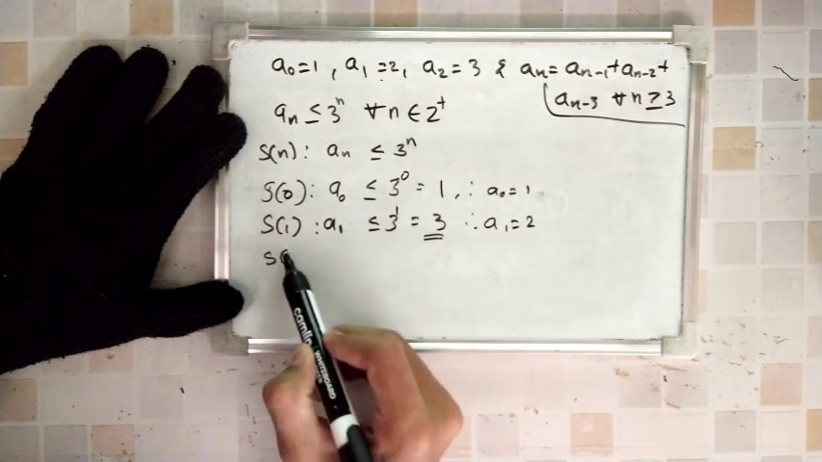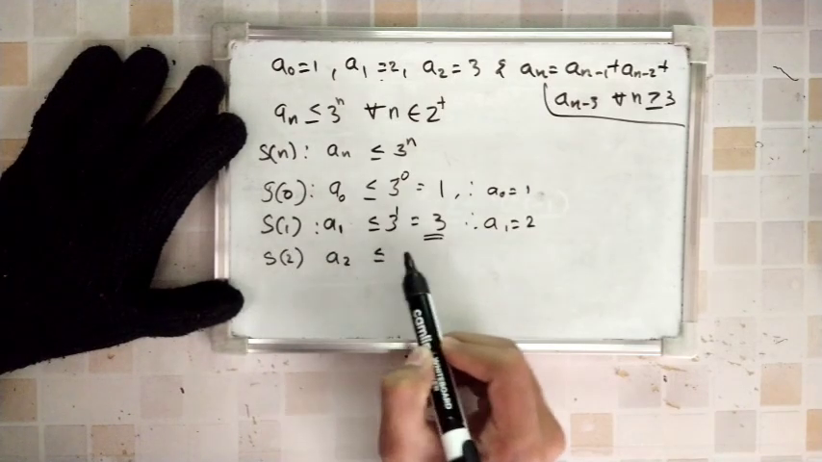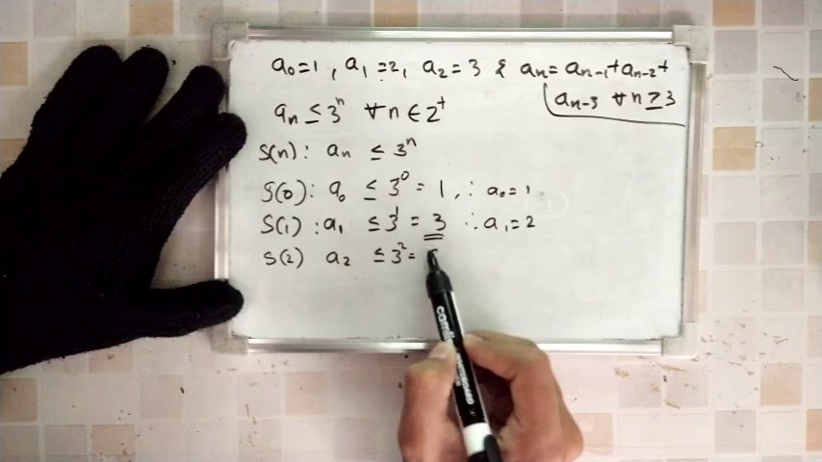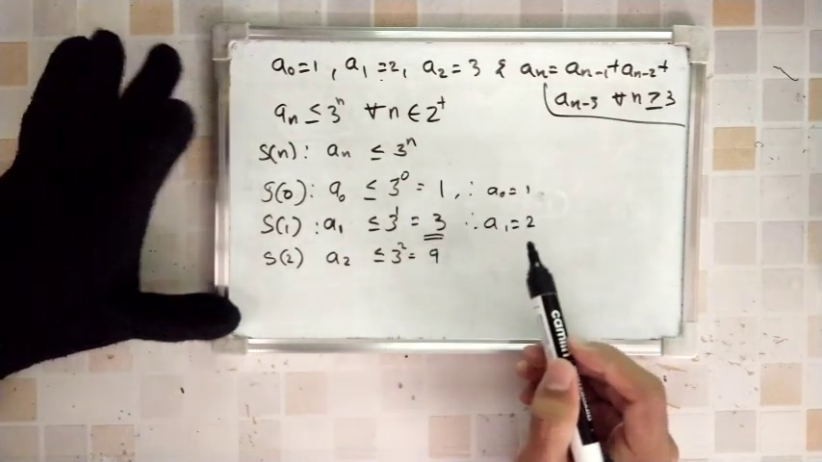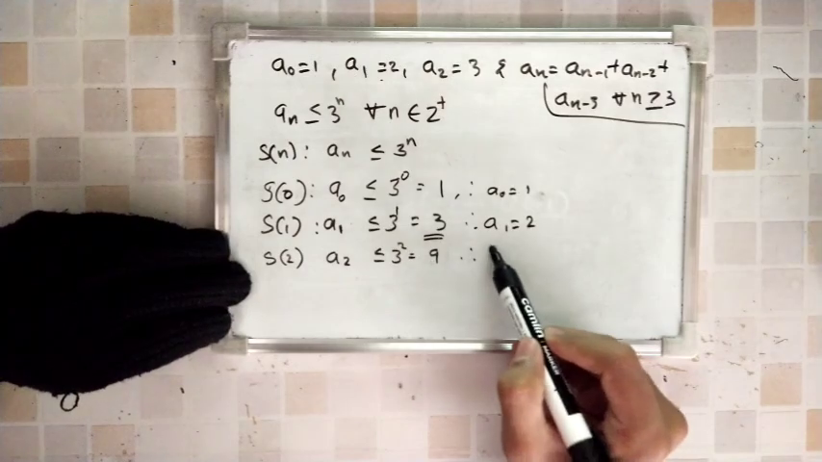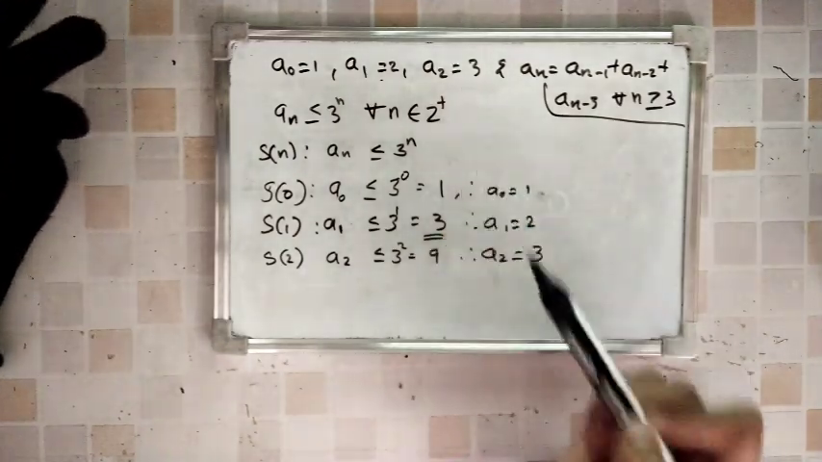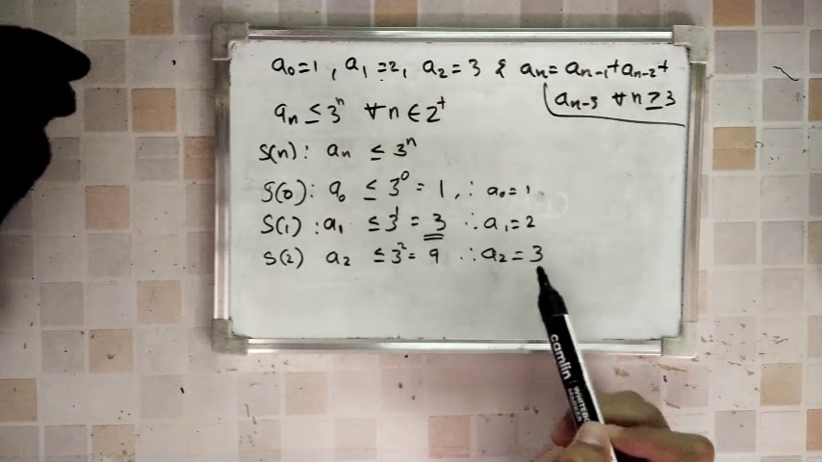Then I will take S(2) here. a_2 is less than or equal to 3 squared, which is 9. Therefore a_2 is equal to 3. I can take this from the given statement, it is less than 9. So I will take it like this.